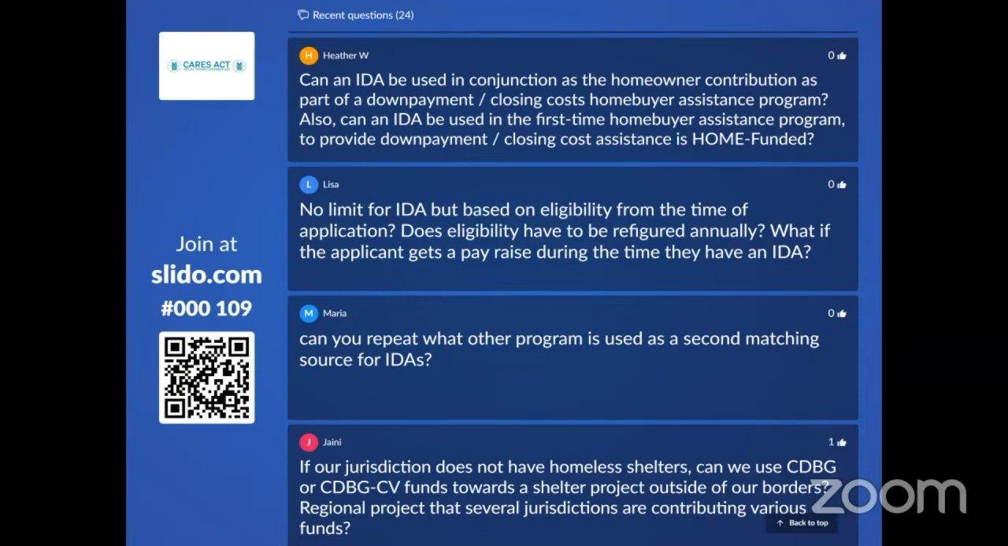With regard to home, I do not know. I recommend that you contact somebody in the Office of Affordable Housing Programs at headquarters to determine if that can happen.